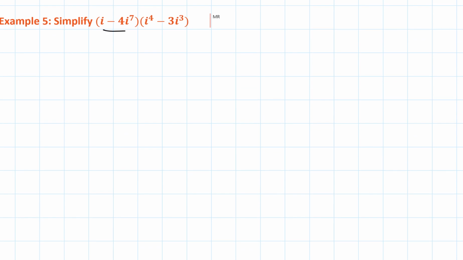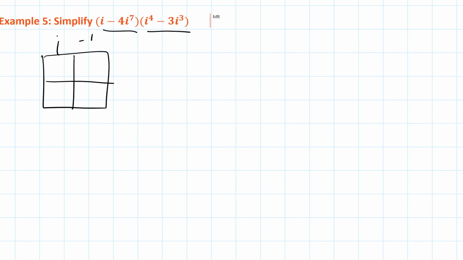Okay, we see a binomial times a binomial. We treat i like a variable, even though it's the number square root of negative 1. So we can use the box method here. Again, to multiply bases, we're adding up their exponents. Okay, so we get a bunch of terms, none of which look like they can be combined right away. So let's deal with each of them individually.